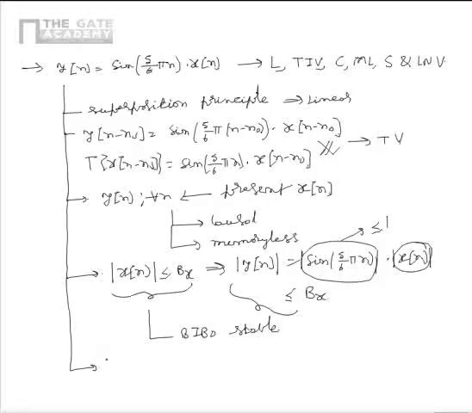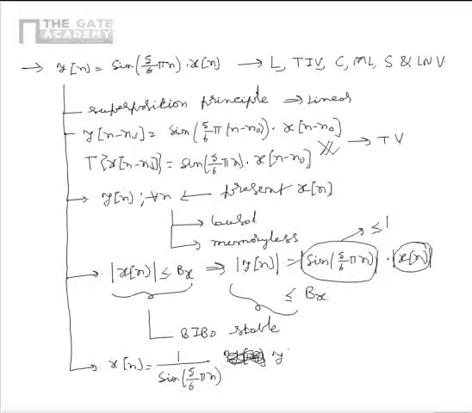Now, for finding the inverse system of the given system, if we try to find x of n in terms of y of n, we get that x of n is equal to sine of 5 by 6 pi n multiplied by y of n.